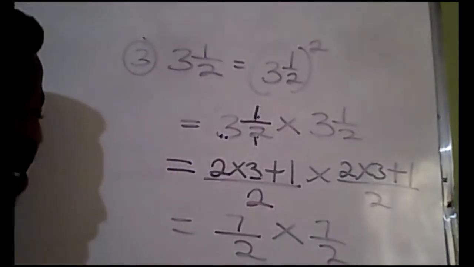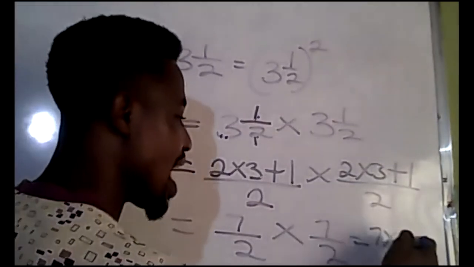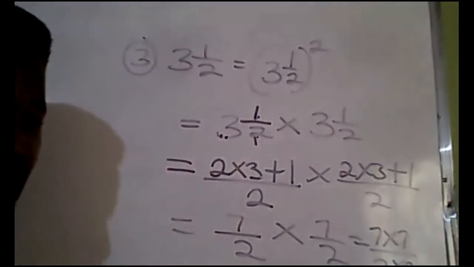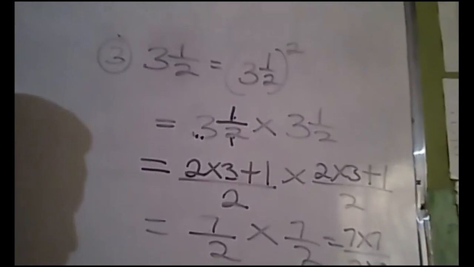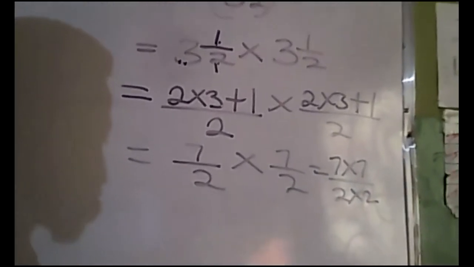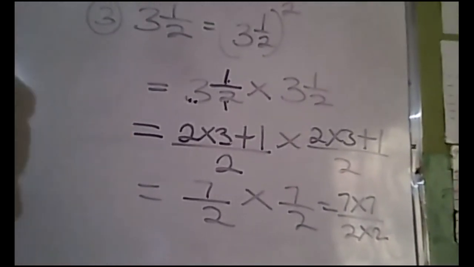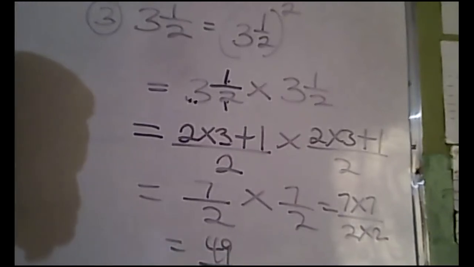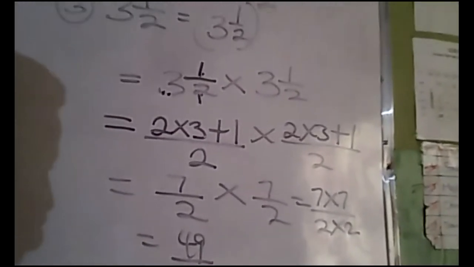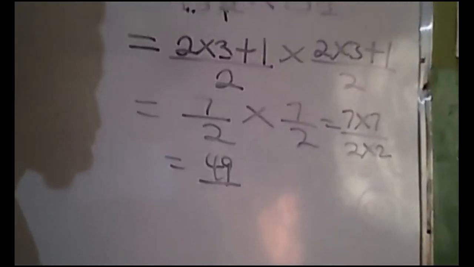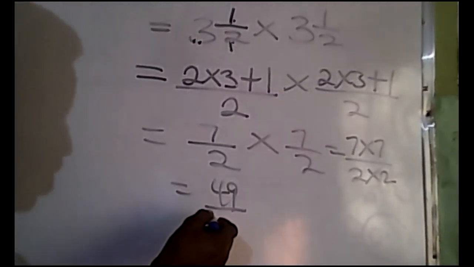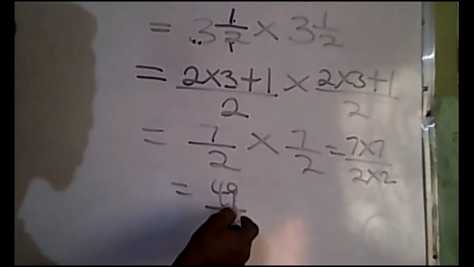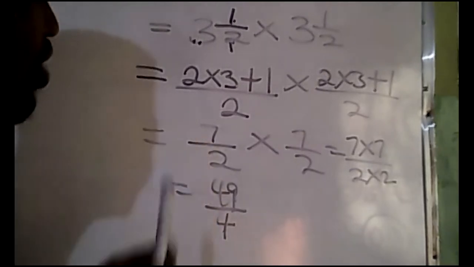So you are going to multiply out now, and that will give 7 times 7 over 2 times 2. Can you see that? All right. So what will our answer be? 7 times 7 is 49, and 2 times 2 is 4. Can you see that? So our answer is 49 over 4. Okay, that's how that is done.